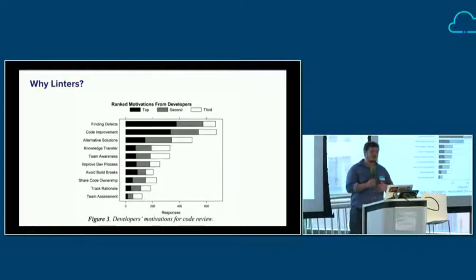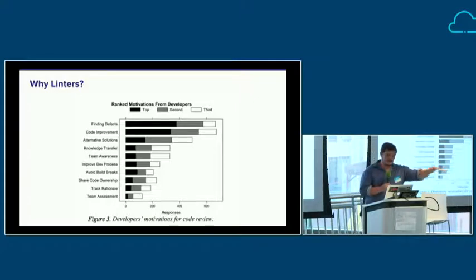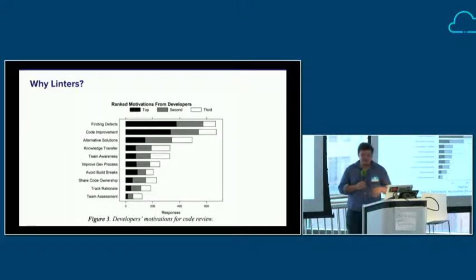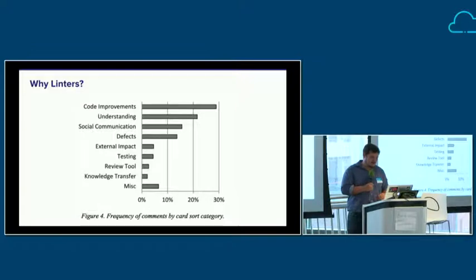Microsoft did some studies where they looked at the value of code review. The first question they asked people is, what value do you see in code review? Number one answer is finding defects, then code improvements, alternate solutions, knowledge transfer, all of this good stuff. And probably the reasons why you do code review at your companies. But it turns out, when they looked at what kind of comments were addressed in code review, the vast majority were code improvements or understanding or social communication. Defects was 4%.